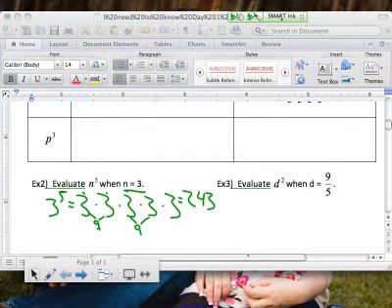Example 3, evaluate d squared when d is 9 over 5. For whatever reason, people start getting all weirded out when you see fractions. There's no reason to panic. It's the same type of problem.